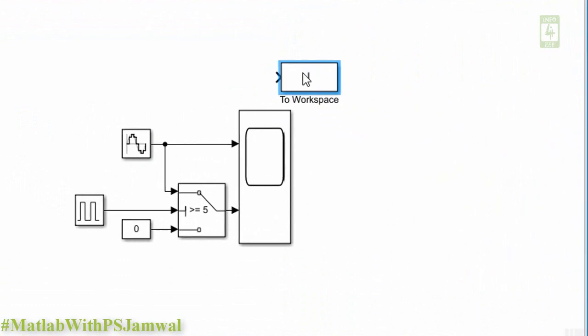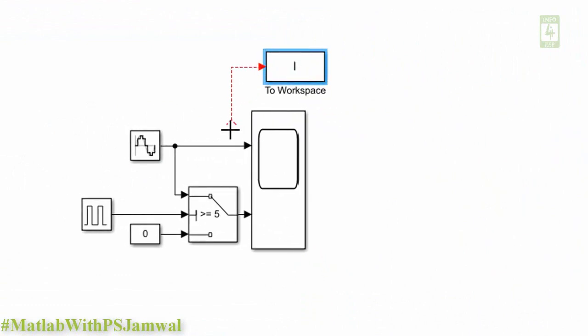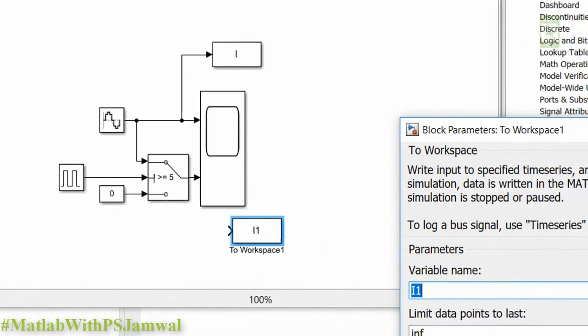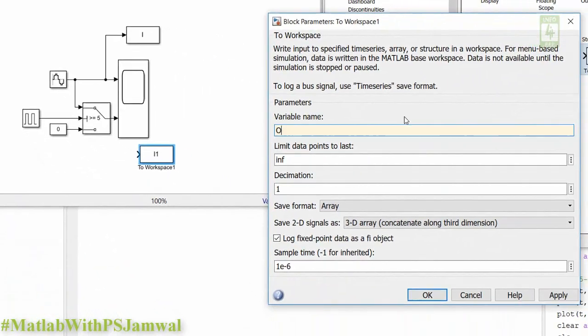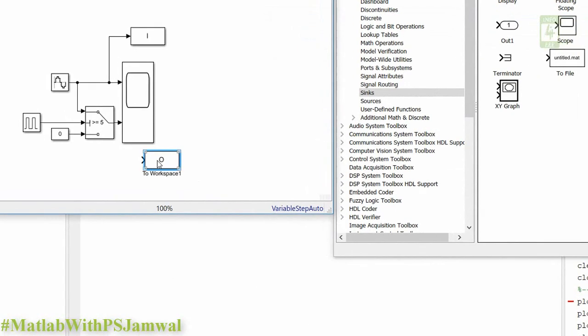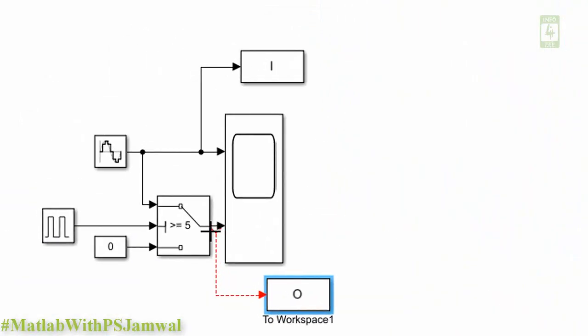Through this To Workspace block, I want to transfer my input data to the workspace in the I variable. So I am connecting this block to the input. Now I am copying this block for the second data, and that is output. So change its variable name to O, apply this setting and close it. Now connect this block to the output data.